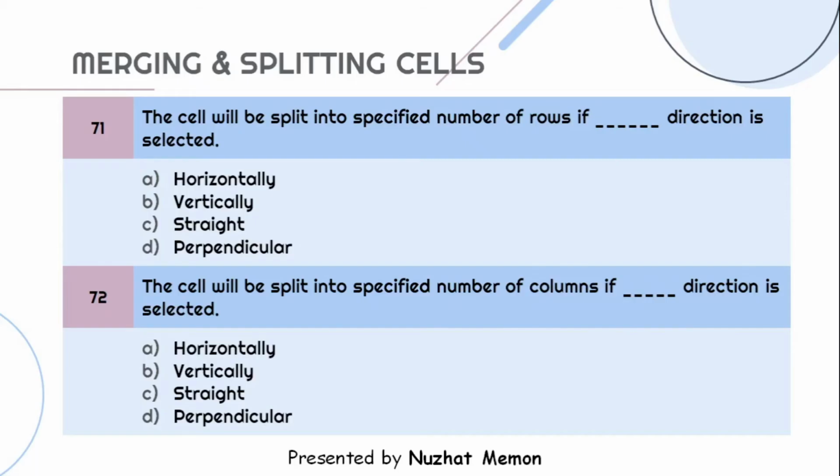Let's move forward. So the cell will be split into specified number of rows if the dash direction is selected. So if horizontal is selected, it will be split into specified rows. The cell will be split into specified number of columns if dash direction is selected. If you have selected vertical direction, it will be split into the number of columns, right? Remember I told you vertical is for columns and horizontal is for rows.